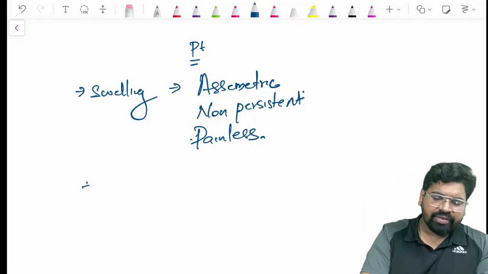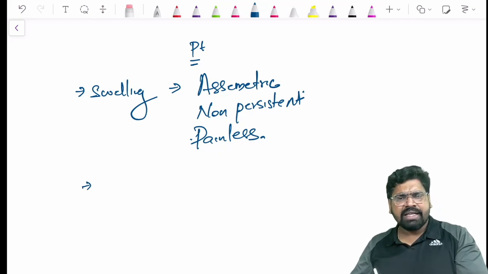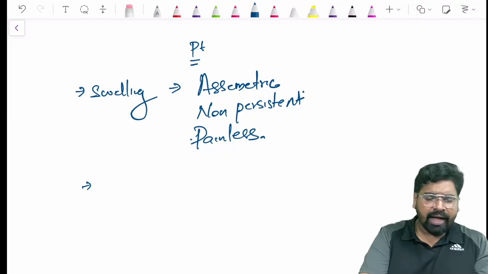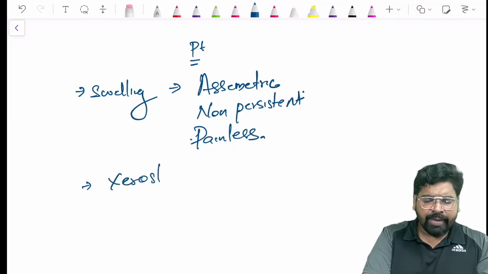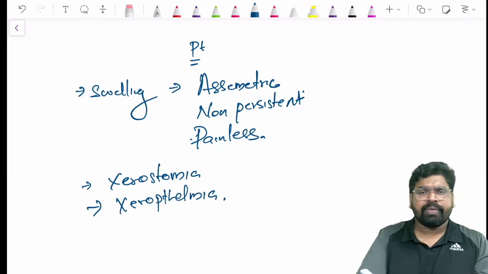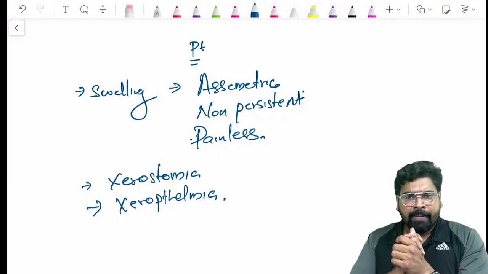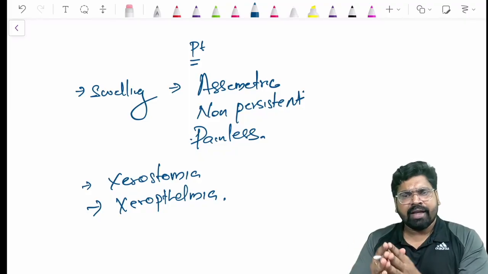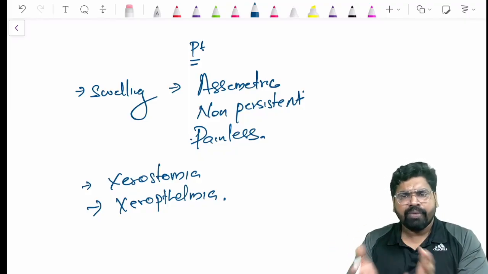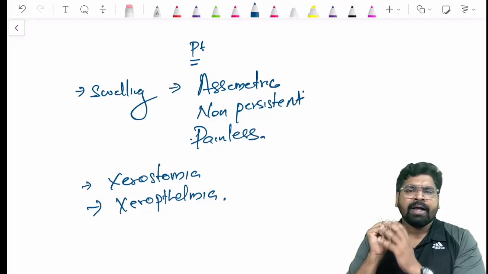Next, you are going to ask the patient about symptoms. Do you have dryness in your eyes? Do you have dryness in your mouth? Yes, I have xerostomia. I have xerophthalmia. Nice, so we have a clue. But xerophthalmia can be due to other reasons also. We are not sure, and we cannot assure that this person has Sjogren syndrome.